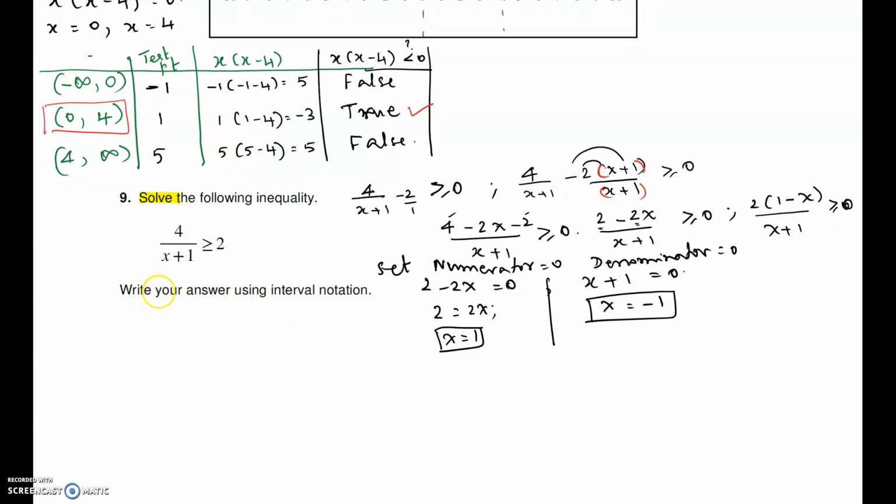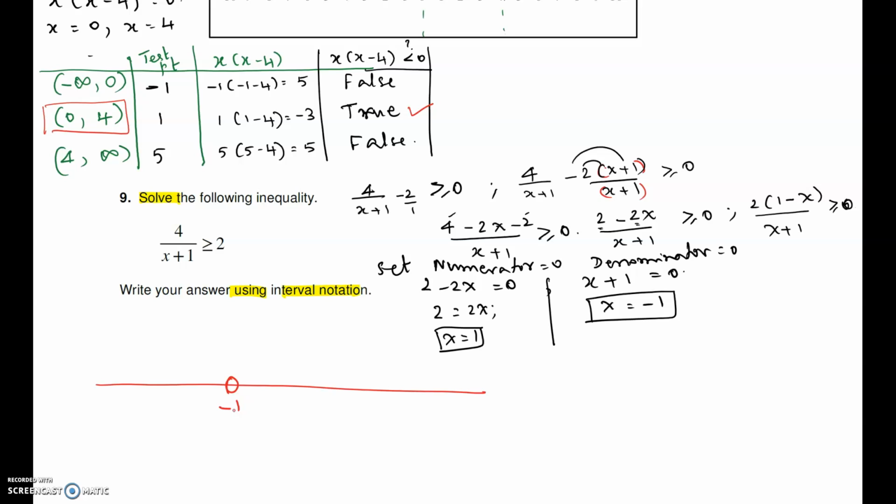Note that here we have to write the solution in interval notation. So first we'll graph, and that will give us a better idea of how to write the interval notation. So we have -1 and 1. -1 is obtained by setting the denominator equal to 0, so that cannot be a solution to the problem.